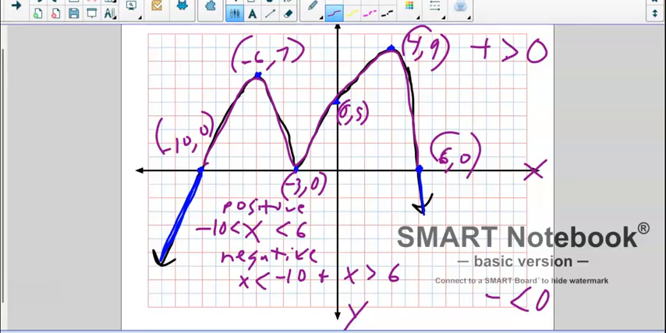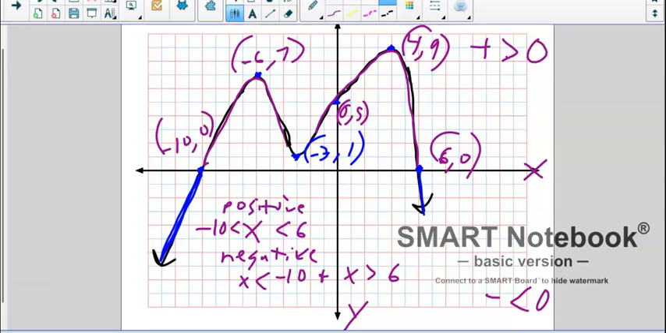Okay, there's actually one exception. It's not positive at negative 3, 0. It's actually just 0, so it's not positive or negative. So let me fix that. We don't need this point in between. Let me just fix that real quickly. And we'll make this blue point here at negative 3, 1 instead. And now we definitely have all positive between negative 10 and 6.